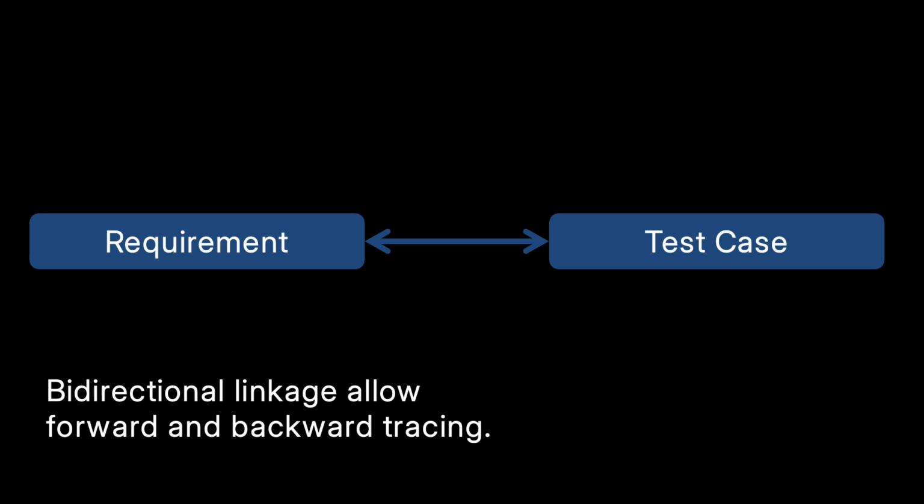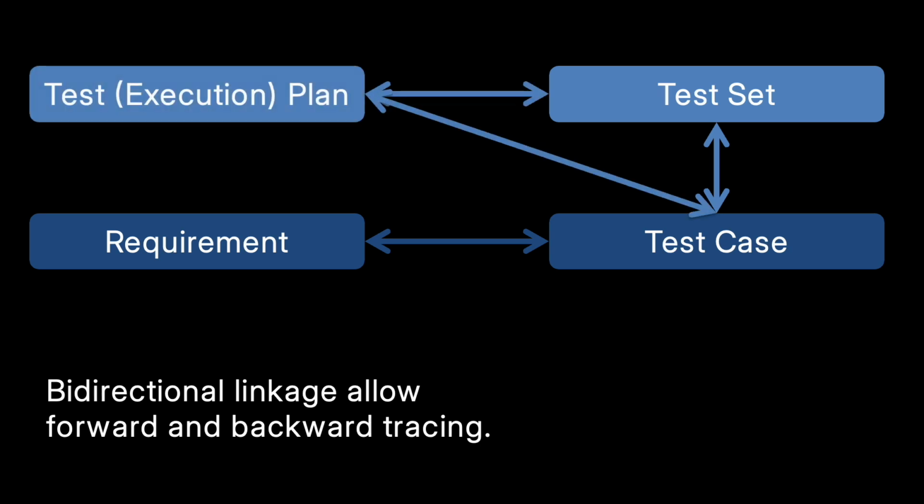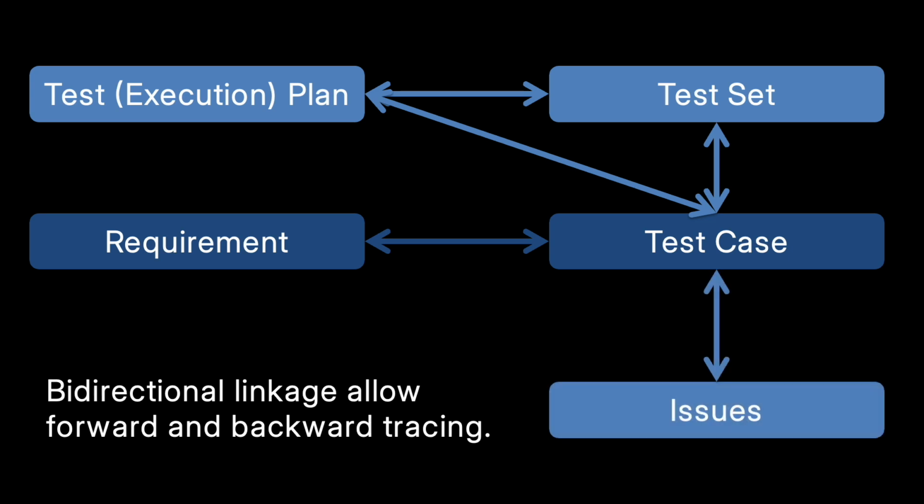But besides that, there are implicit linkages given by the structure of the test artifacts. You have test sets where test cases are contained and therefore also linked. And then you have a test plan or a test execution plan that also contains test cases. And of course, there are also issues that are created resulting from testing. And it is very beneficial to also link the issues to the test cases.